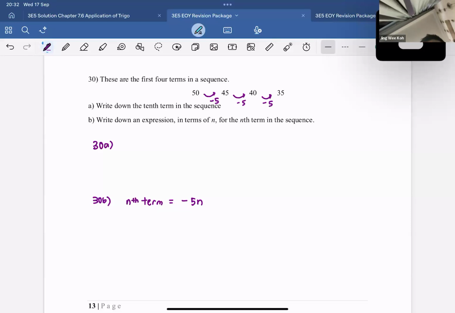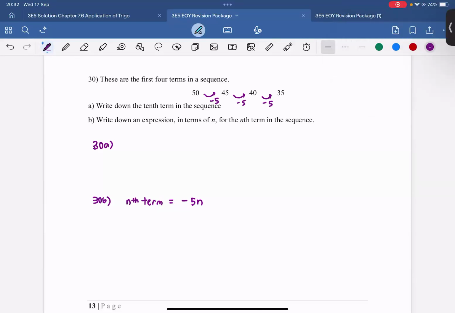However, when you put n is 1 into this n-th term, do you get your 50 or not? You put n is 1, what do you get? You get -5, right? Is your first term -5? No, right? Your first term is actually 50. So how do we make it 50? When we put 1 in, this is -5. To make it 50, we add 55.